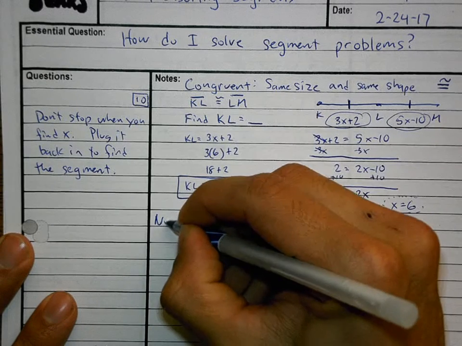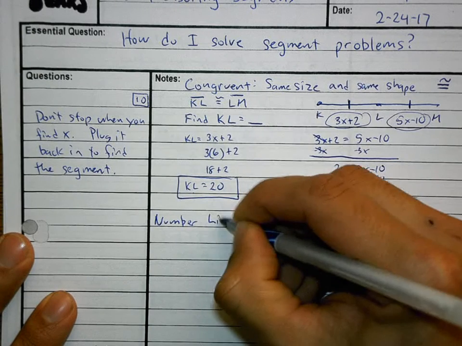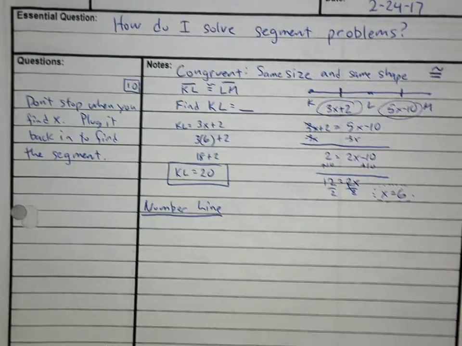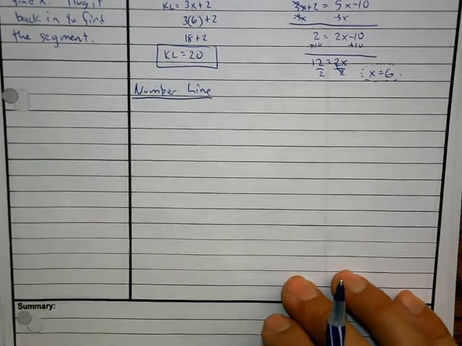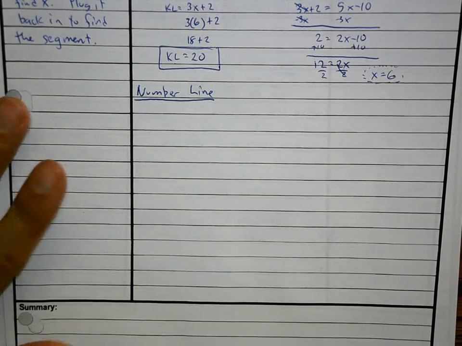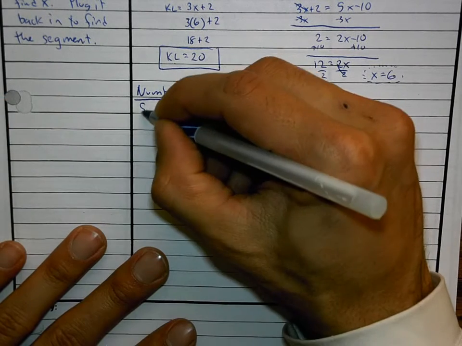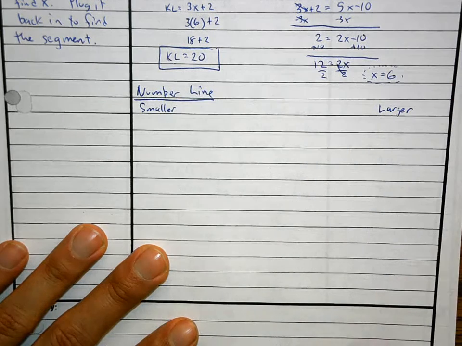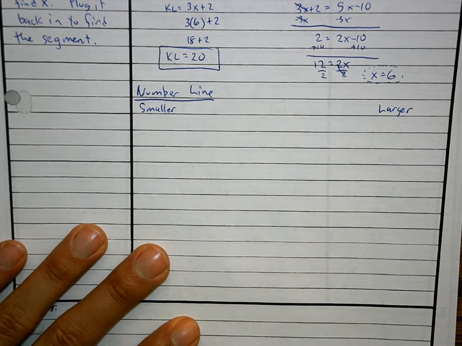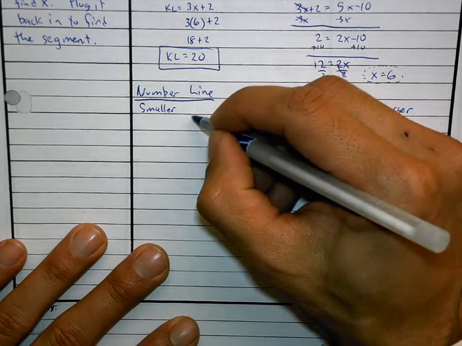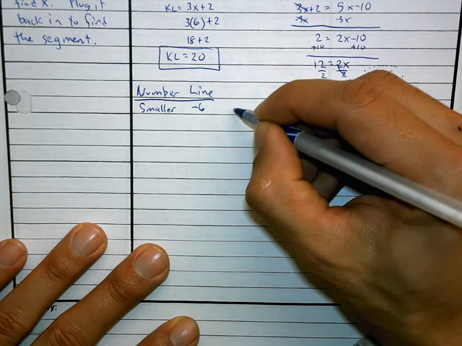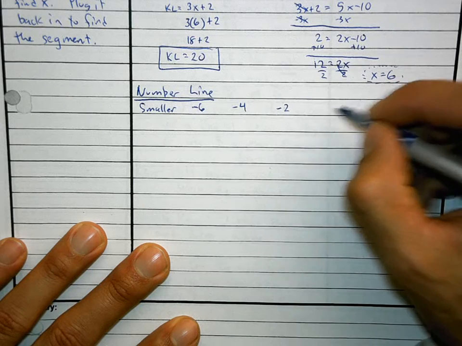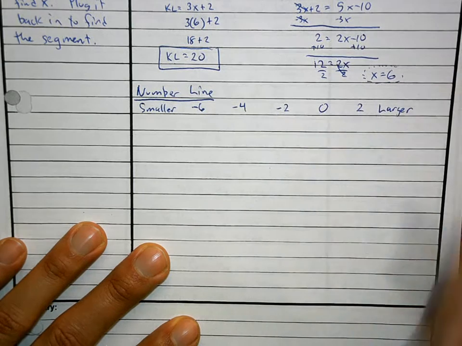Next thing we have to know is the number line. A lot of you are going to be good with this, but I still want to say it just because. Smaller, larger. Number lines are interesting because some of you think of it in different ways. Let's go -6, -4, -2, 0, and 2. Let's do that.